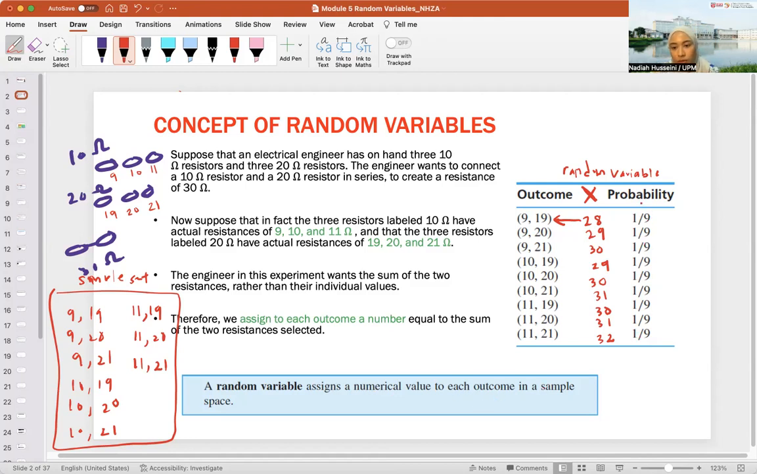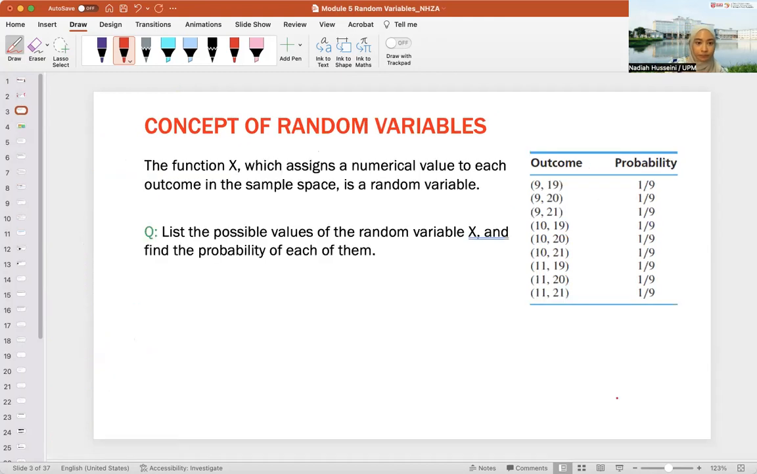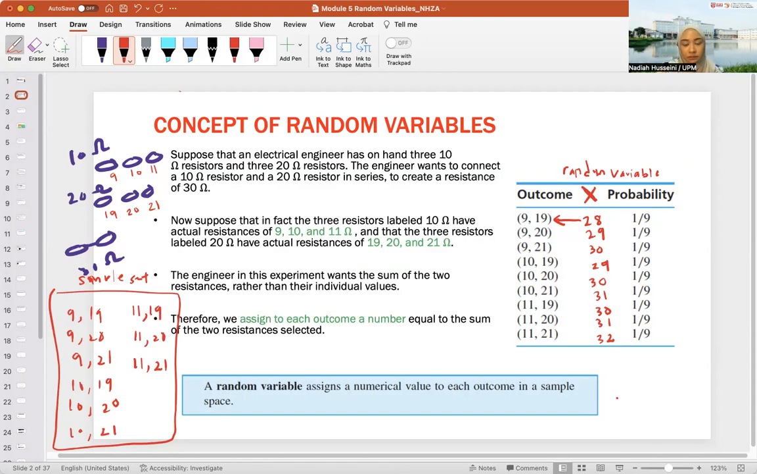Now here they also listed the probability of the pair being chosen. Since we have 9 possible pairs in the sample space, selecting one pair would give us a probability of 1/9, and all of them give us 1/9. Okay. Any questions about this example? Does everyone understand what a random variable is? Everyone okay? Okay.